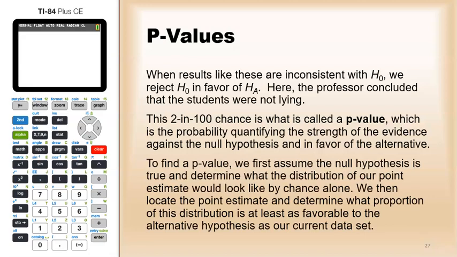Now, to find a p-value, we first assume the null hypothesis is true, and then we want to see what random chance looks like. So we want to determine what the distribution of our point estimate will look like by chance alone. Once we have that distribution, we locate the point estimate and then determine the proportion of this distribution that is at least as favorable to the alternative as our current data set.